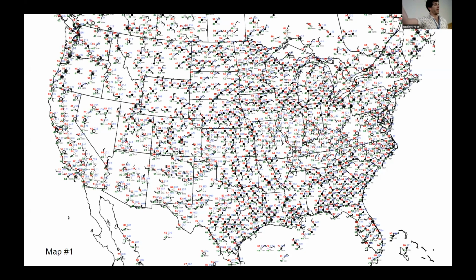Does anyone want to talk about what they see in map 1 so that the map 2 people can get an idea? Any volunteers? Yeah, go for it. All right, so we got a surface low. We got the surface low probably in Nebraska. It's right there. Perfect. It's the general region.